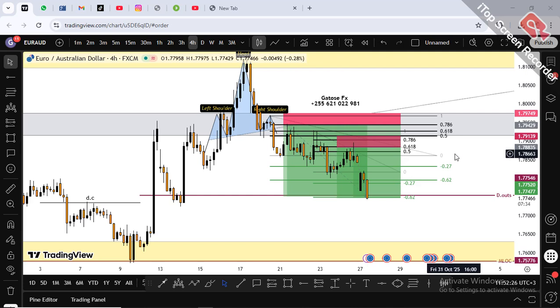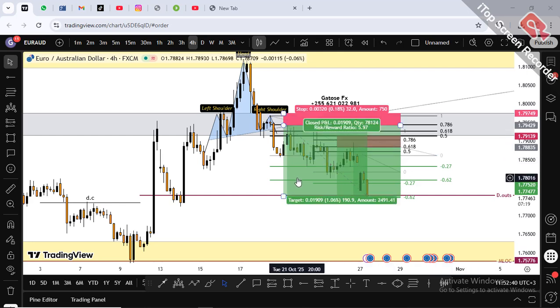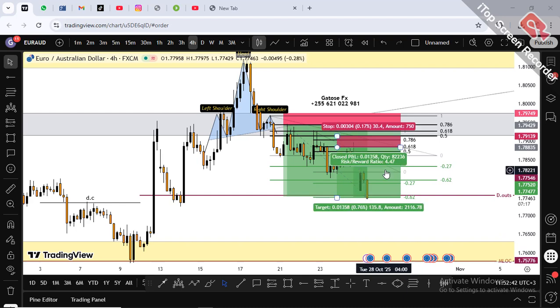Euro AUD, the trade which I took last week, the first entry on Wednesday and the second one on Friday. Price is just at TP now. The first entry made 190 pips, and the second one 165 pips.